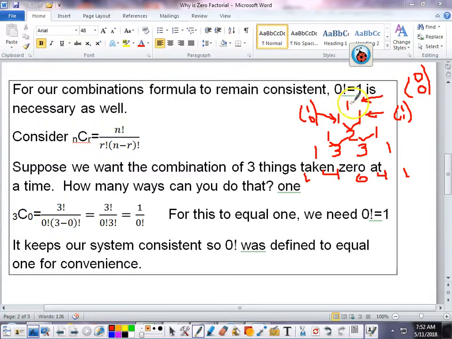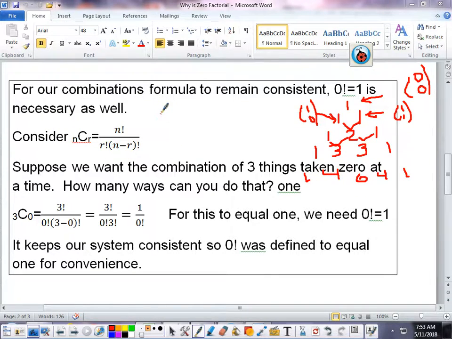Okay? So this is actually a pattern of combinations. This is 2 taken 0 at a time, 2 taken 1, 2 taken 2. Oh, sorry, you got to start with 0. 3 taken 0, 3 taken 1, 3 taken 2, 3 taken 3. Okay, so this is a pattern of that, but this is a formula for combinations.